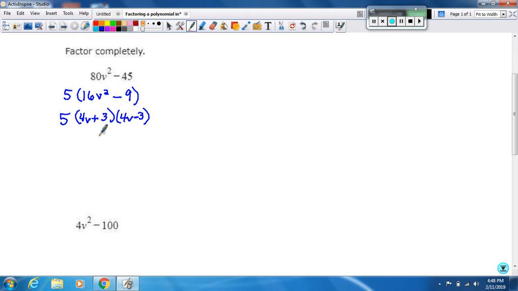And you look in the parentheses, and since we don't have any exponents left, we are finished. That's the answer.